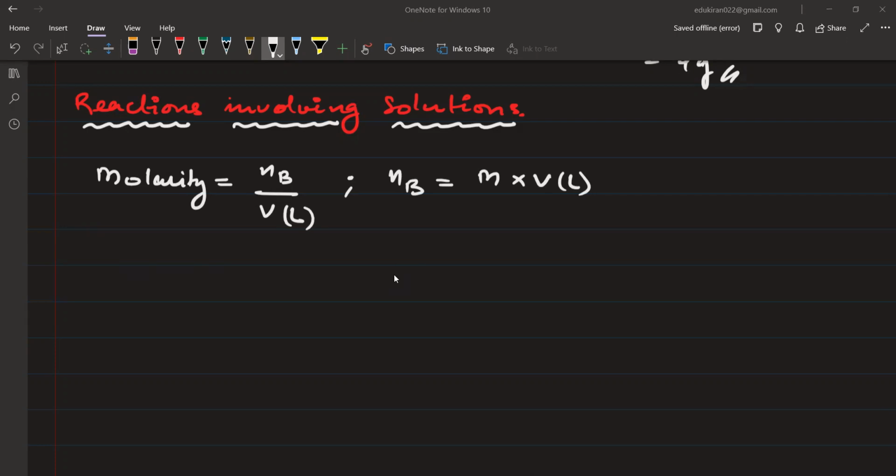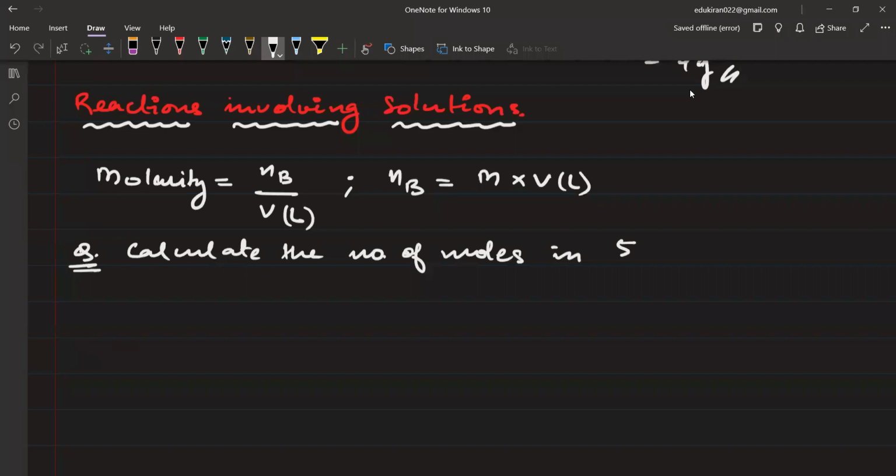Yes. Small question. Calculate the number of moles in 500 ml of 2 molar NaOH solution. Please write the answer in chat. Calculate the number of moles in 500 ml of 2 molar NaOH solution. Correct, Fahad?